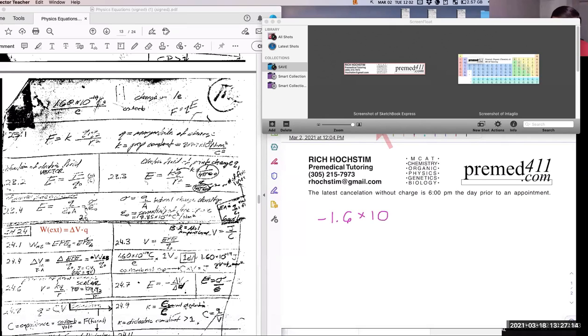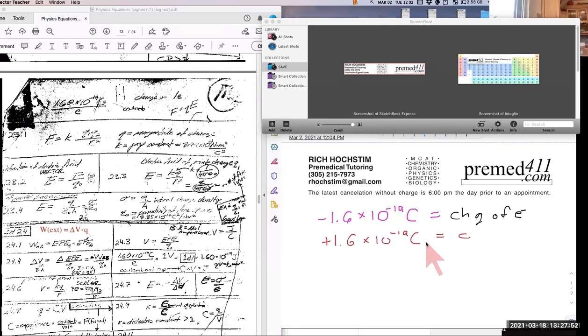But this number over here with the unit coulombs, does this ring a bell? I saw this one today too. Okay. Well, this is the charge of an electron. Now you don't really need to know that, but it would be nice to know it because it makes you feel comfortable. Now I'm going to write another number right next to it. This is positive 1.6 times 10 to the minus 19th. That's the charge of a proton.